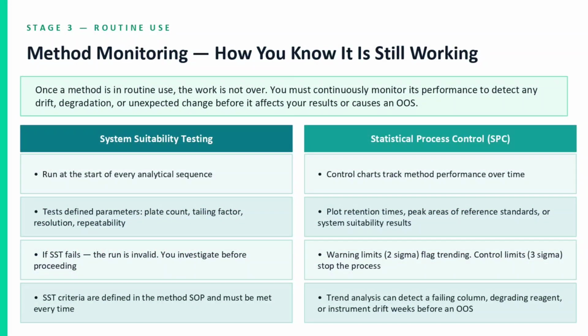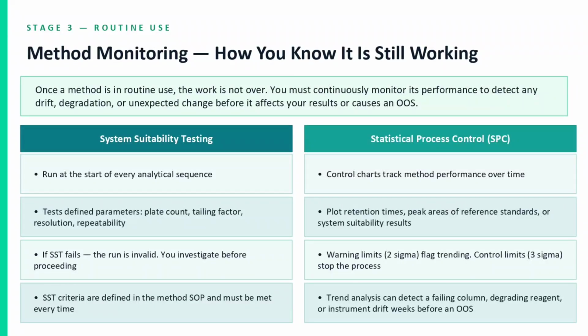Stage 3. Routine use and monitoring. Here is the key mindset shift. In many labs, once a method is validated, people assume the job is done. It is not. A method in a validated state today can drift out of that state tomorrow if conditions change. Your job during routine use is to detect that drift before it causes an OOS result or affects a batch release decision. There are 2 main tools for ongoing method monitoring.